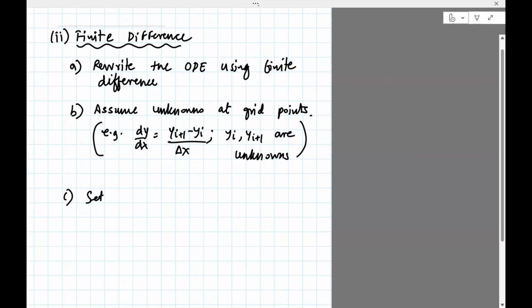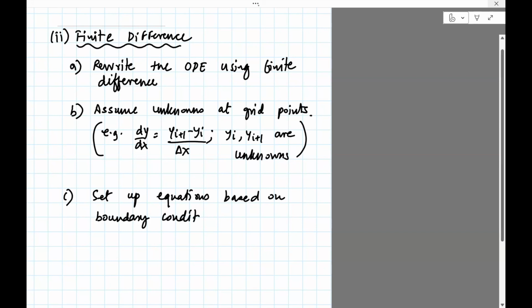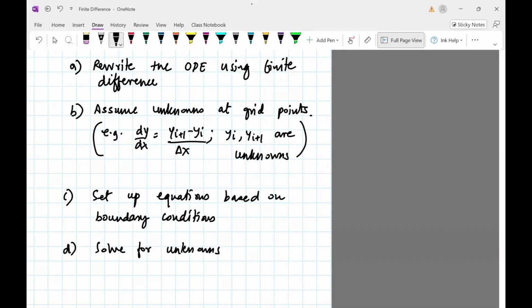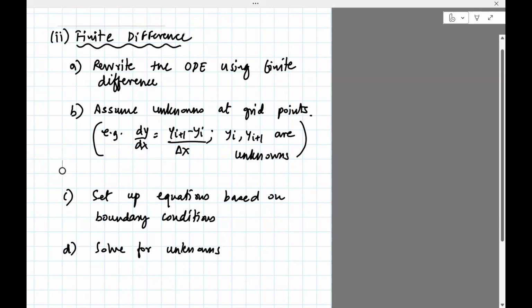Now then set up equations based on boundary conditions. And then third step is solve for unknowns.